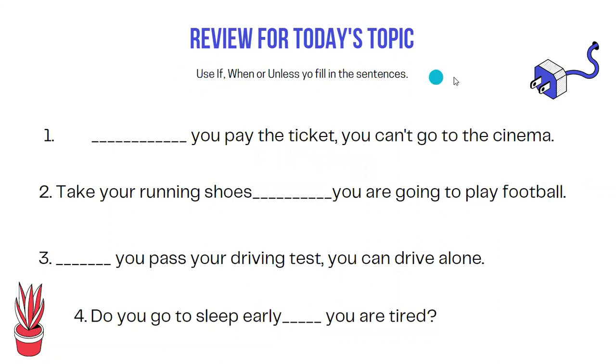Let's review today's topic using if, when, or unless to fill in the sentences. Here we have either affirmative, negative, or interrogative forms of zero conditional sentences. The first one is: blank, you pay the ticket, you can't go to the cinema. Unless you pay the ticket, you can't go to the cinema.